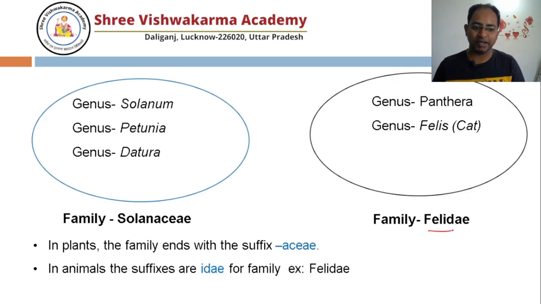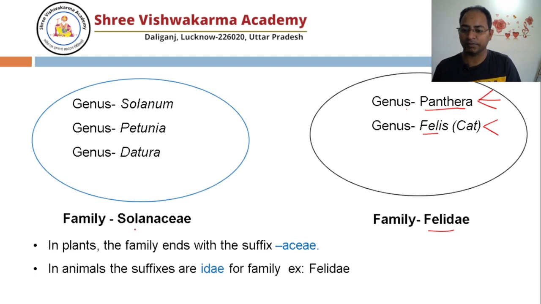In the family Felidae, there is the genus Felis, and in the genus Felis, I told you two examples. In the family Felidae, there was another genus, that was Panthera, and in Panthera there are Panthera leo and Panthera pardus; for all of these I gave the example.